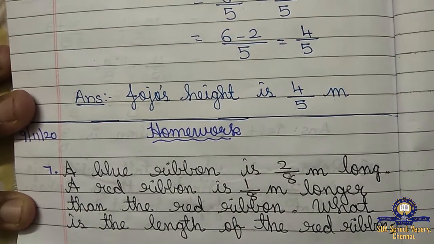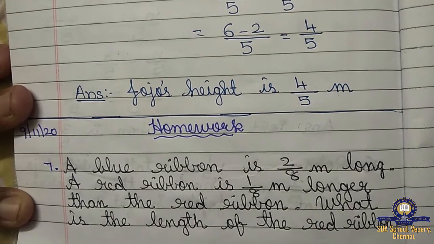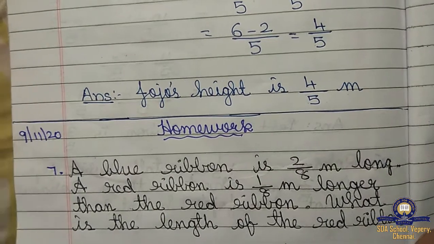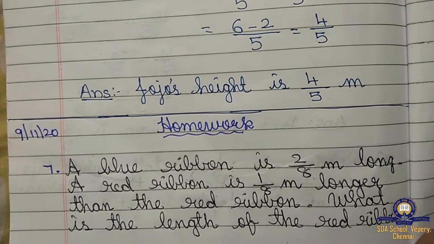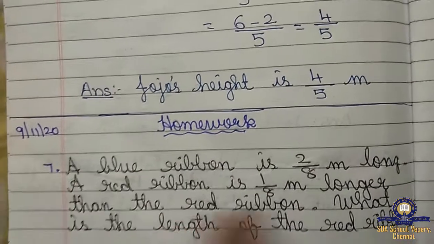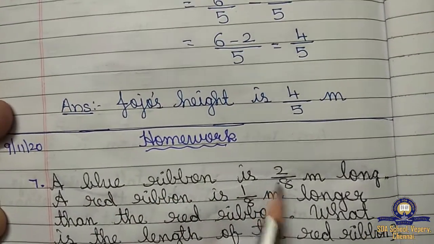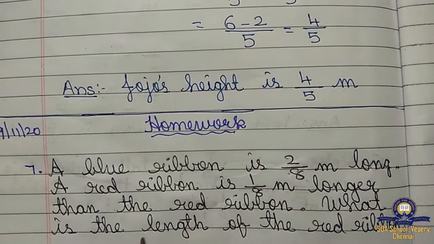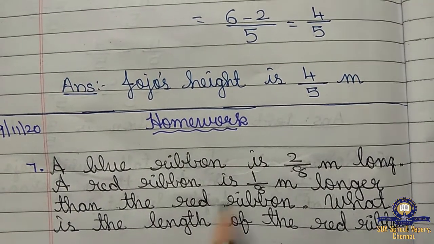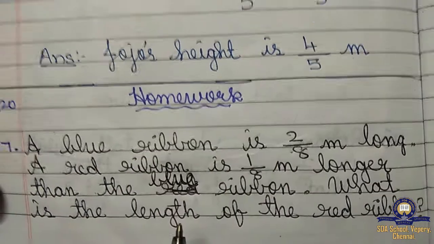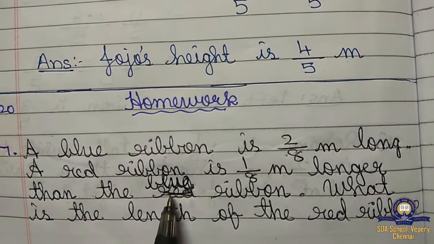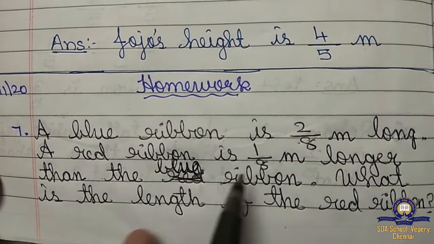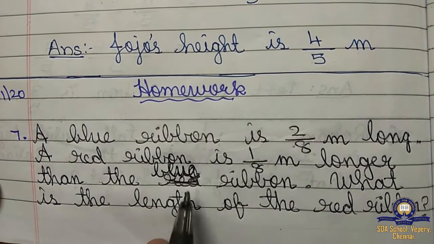So what is the length of the red ribbon? So what do you have to do, children? You have to add. Okay, children? See, the blue ribbon is 2 by 8 and the red ribbon is 1 by 8 meter longer than the blue ribbon. Wait, one minute. Sorry, children, I wrote red ribbon here unknowingly, so I have corrected it now. A red ribbon is 1 by 8 meter longer than the blue ribbon.